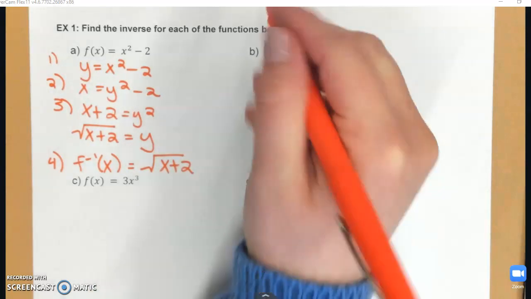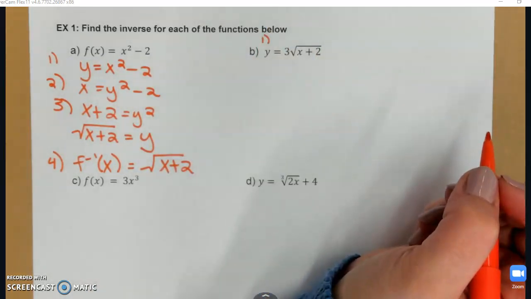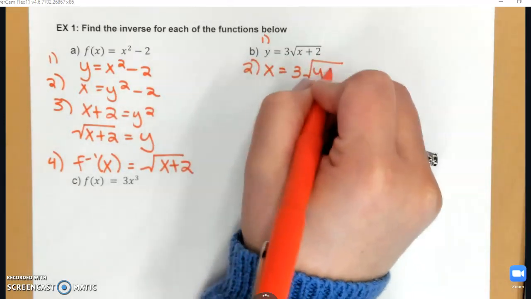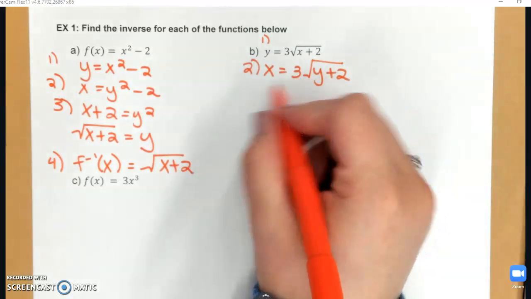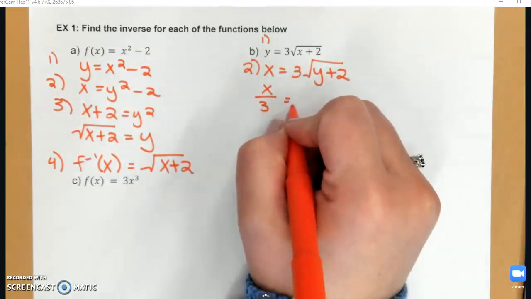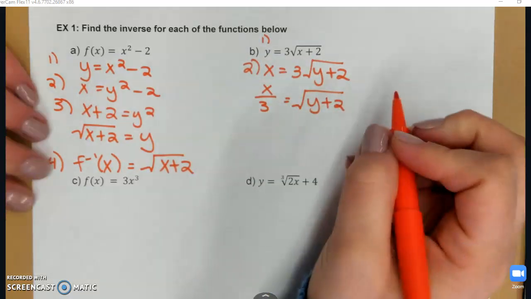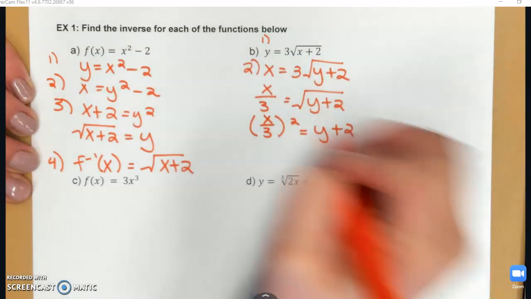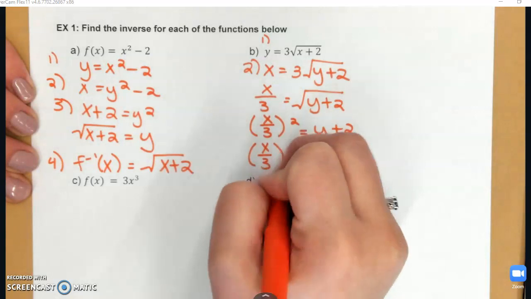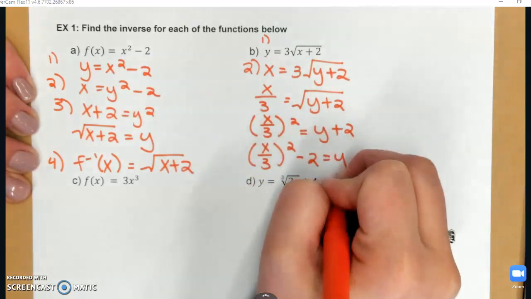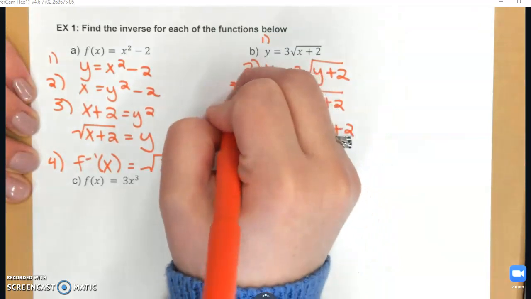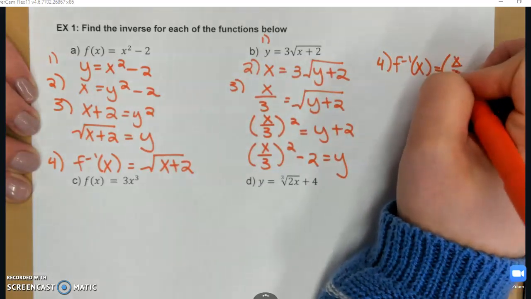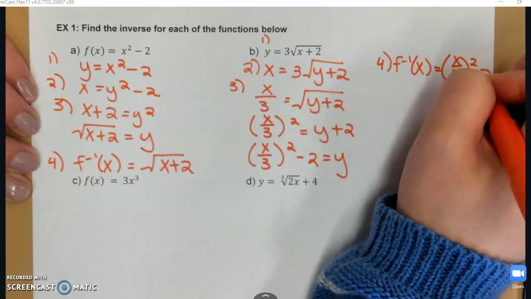Let's do this again on b. This is already in y equals form, so I don't need to do step 1. I'm ready to jump to step 2, which is switch my x's and my y's. And I want to get y by itself. So the first thing I'm going to do is divide both sides by 3. Then I want to undo the square root, so I'm going to square both sides. And then lastly, I'm going to subtract the 2. I now have y by itself, so I'm ready to do step 4, which is to put it back in function notation. So I've got x over 3 squared minus 2 is my inverse.